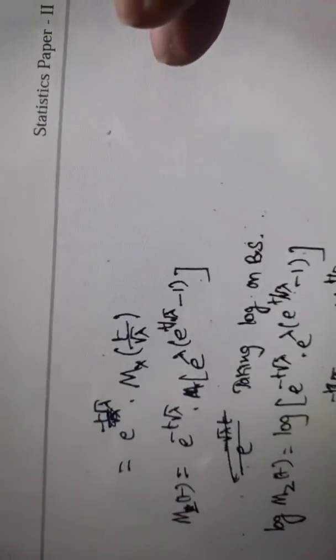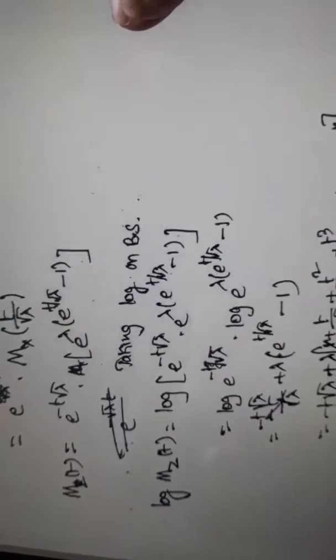So it gives MX of t by root z. The Poisson distribution applies: e power lambda into (e power t by root z minus 1). Taking log on both sides, log of M_Z(t) is log of that.